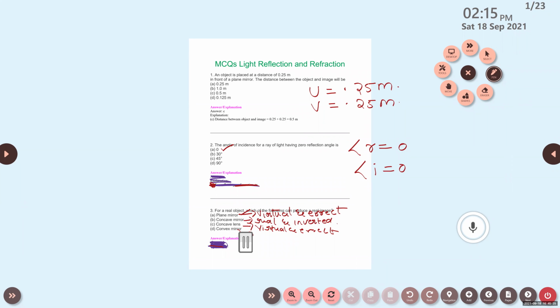Virtual. We have only 2 options. And in the 2 cases also, convex mirror forms virtual and erect images. So in which case only will the image produced be real in nature? Concave. It is in the case of concave. So option B is right. Yes, ma'am. Concave mirror.